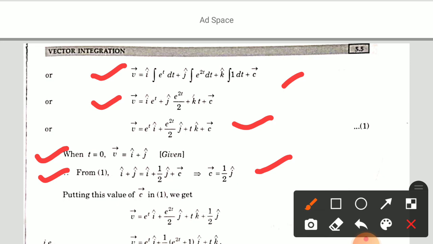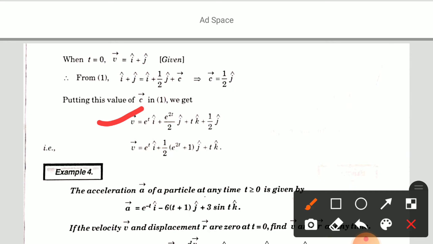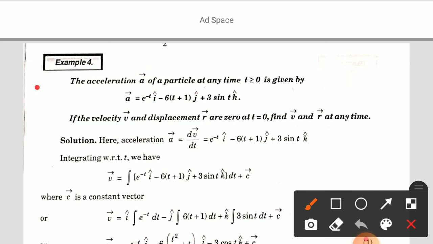Putting the value of c in the first, we have v is equal to e^t i plus 1 by 2 e^2t plus 1 j plus tk. Now example number 4: the acceleration a of a particle at any time t greater than or equal to 0 is given by a is equal to e^-t i minus 6 into (t plus 1) j plus 3 sin t k. If the velocity v and displacement r are 0 at t equal to 0, find v and r at any time t.